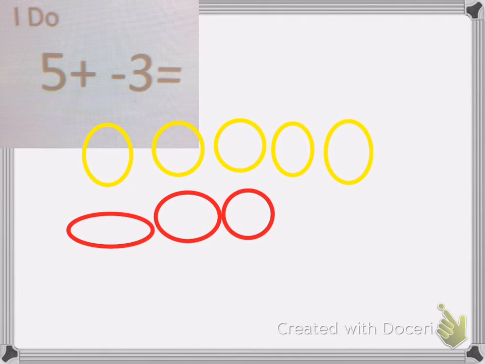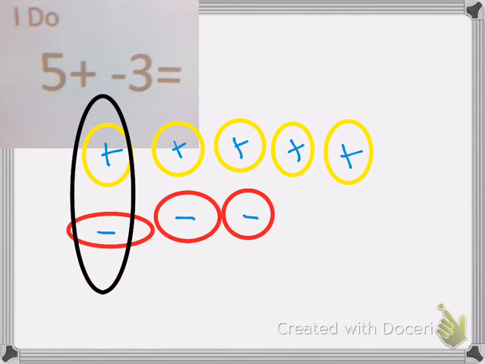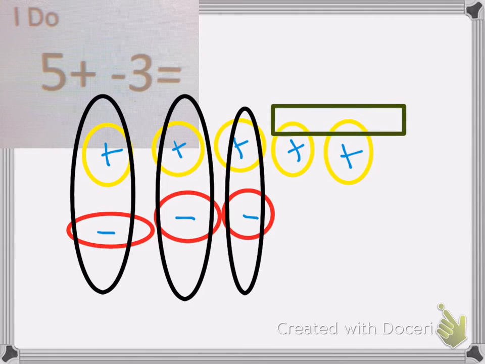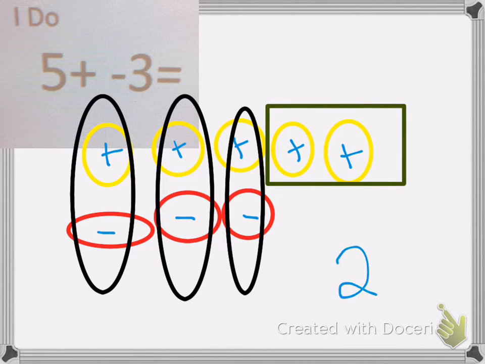Same thing here. We put it with colored counters. We've got positive, positive, positive, positive, positive, 5. We've got negative, negative, negative. A positive and a negative makes 0. 1 positive, 1 negative makes 0. 1 positive, 1 negative makes 0. And you've got 2 positive for your answer.